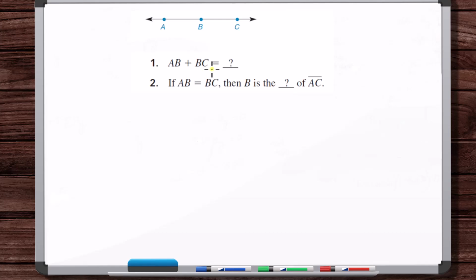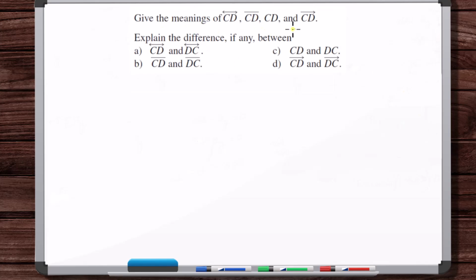So AB plus BC is equal to what? And this notation here, that's the length of AB plus the length of BC is equal to, that's going to be AC. Okay, if AB is equal to BC, then B is the what of AC? Well, in that case, B is the midpoint of segment AC. If the length of AB is equal to the length of BC, then point B is the midpoint of segment AC.